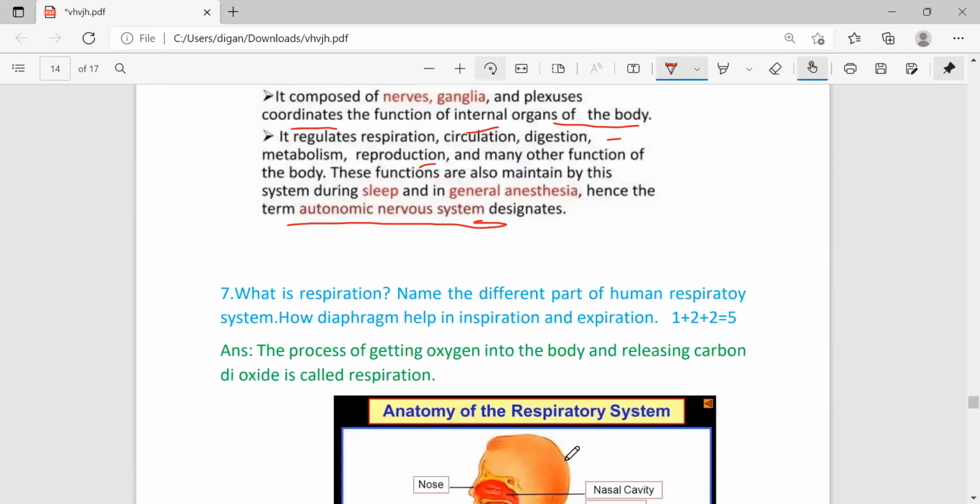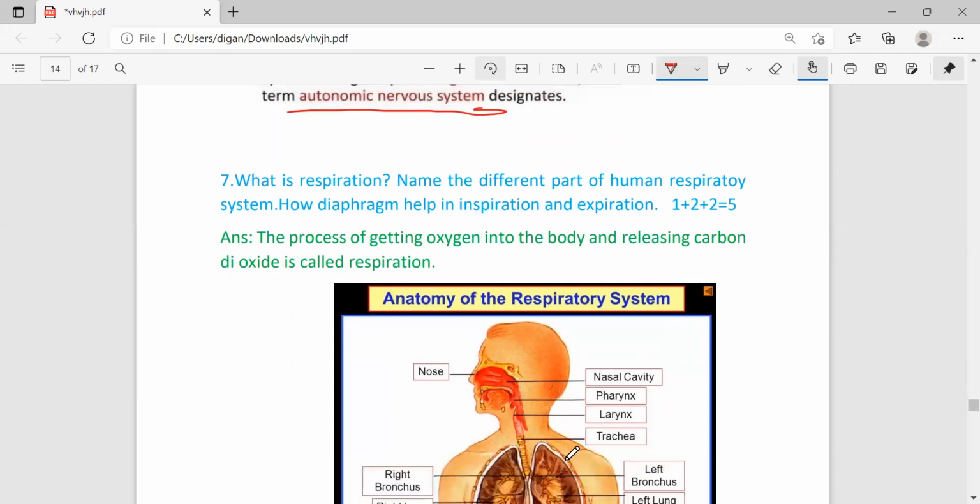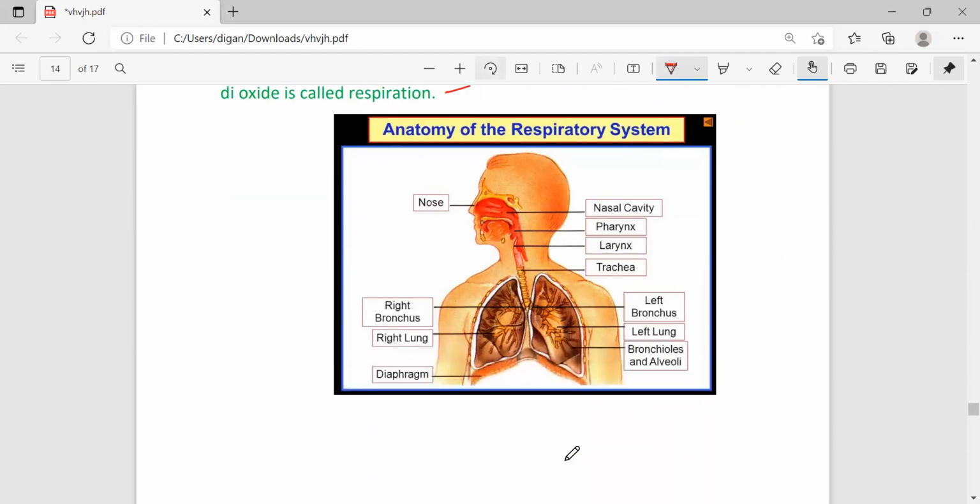Then what is respiration? Here also, if the question comes in the zoology section, you have to write about animal respiration. But if the question comes, what is respiration, in the botany section, then you have to write about respiration of the botany part. So the process of getting oxygen into the body and releasing carbon dioxide is called respiration. Name the different parts of the human respiratory system. 2 marks is given. 1 mark is for the names, 1 mark is for the drawing. So this is the drawing.